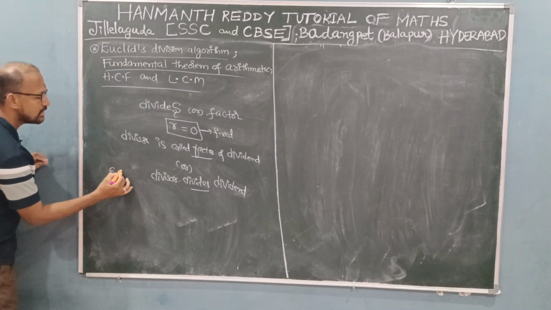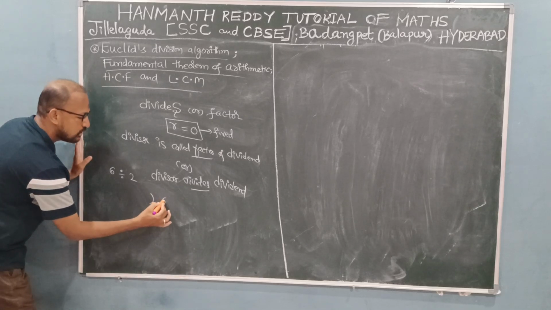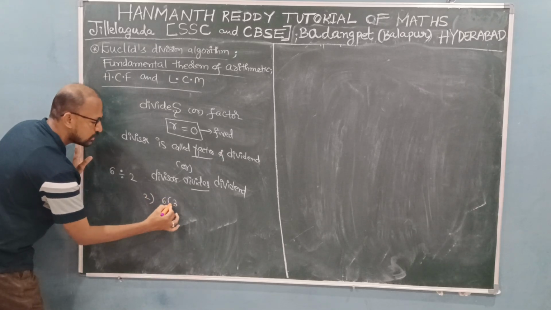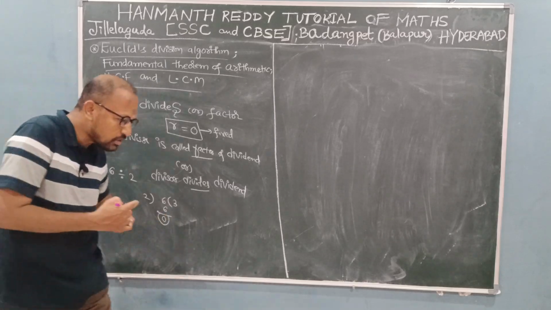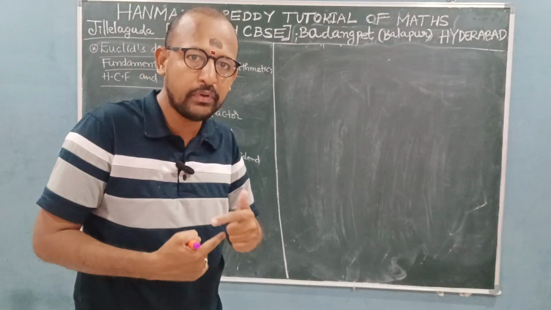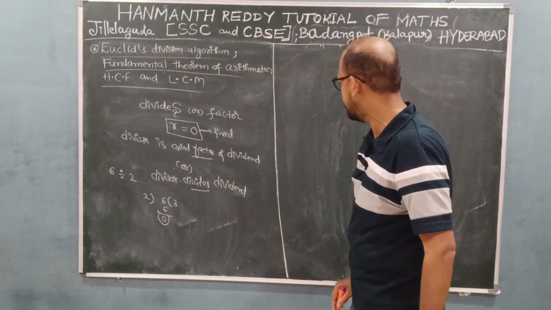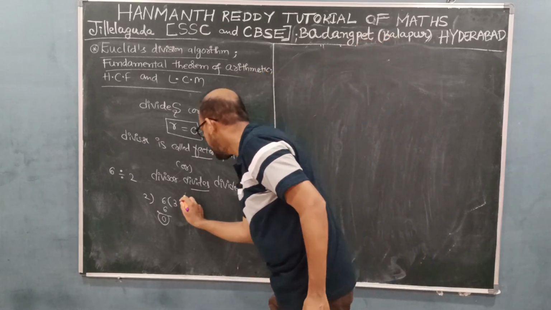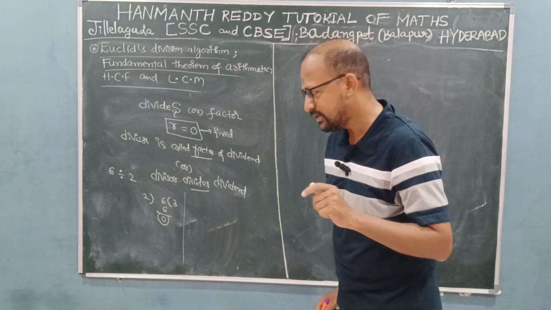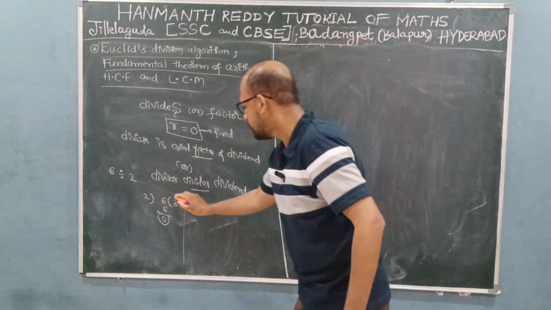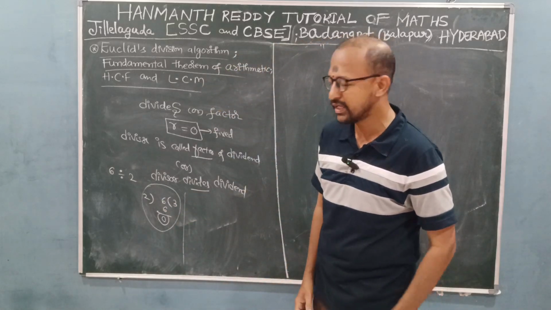Let me go with one simple example. Let us take 6 divided by 2. So 6 is the dividend, 2 is the divisor. 2 threes are 6, so the remainder is 0. Now I am going to explain further in terms of mathematics. Listen very carefully: now I can write this in terms of the division algorithm.